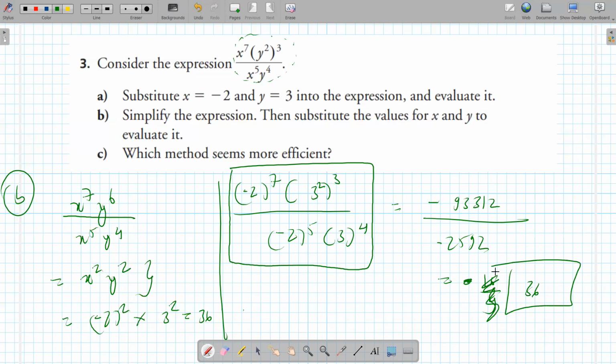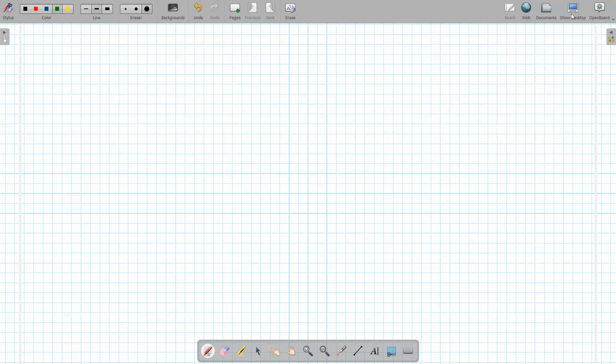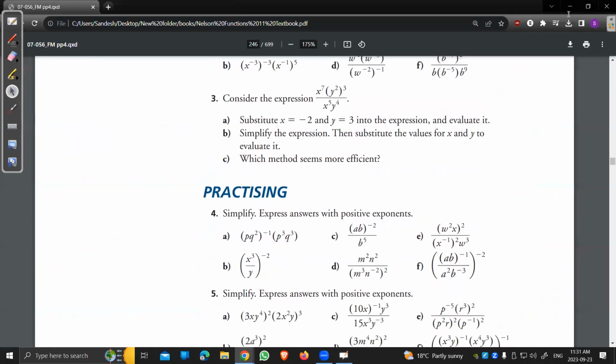Which one seems more efficient, do you think? Simplifying it first or just straight up plugging the numbers in? Which one would you do? Simplify it. I think so. I think simplifying is better. That's the way I prefer it. Because otherwise you'd have to use a calculator and things get difficult pretty quickly.